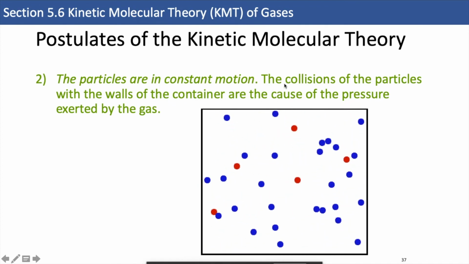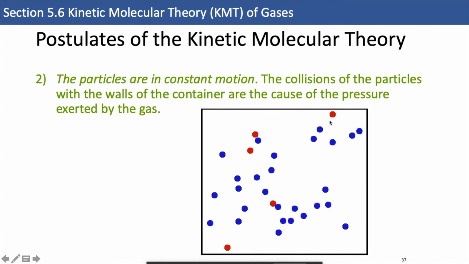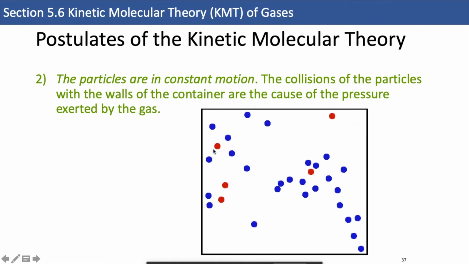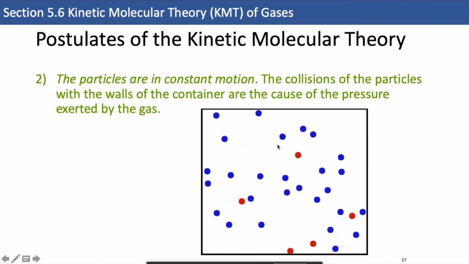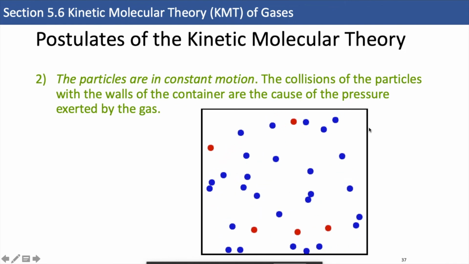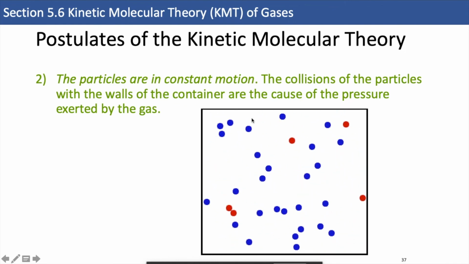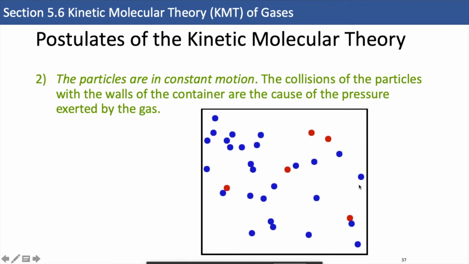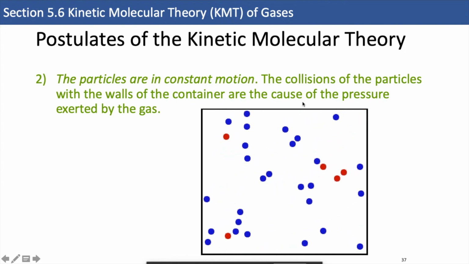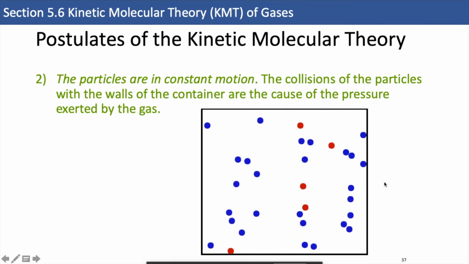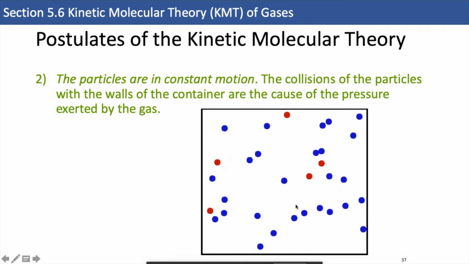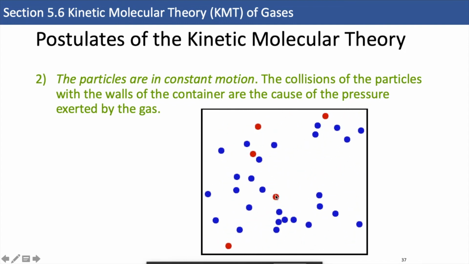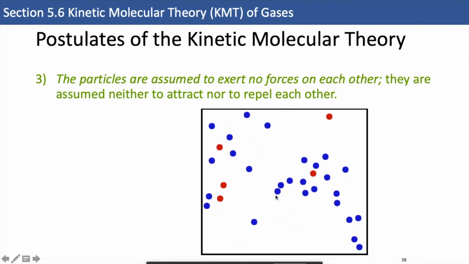That also means, though, that if we're looking at pressure, what's causing pressure, the pressure is caused by all of the collisions between the particles and the container. So every time one of these particles touches or bumps into one of the sides of the container here, that's going to generate some pressure. And that's what we measure when we measure pressure.